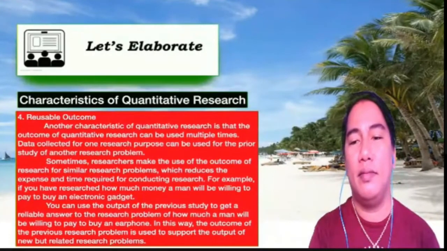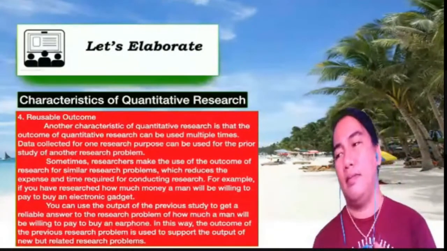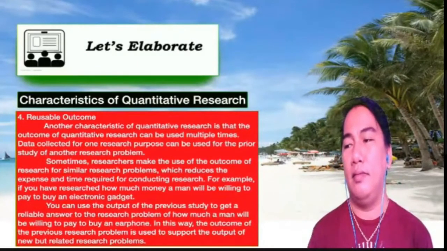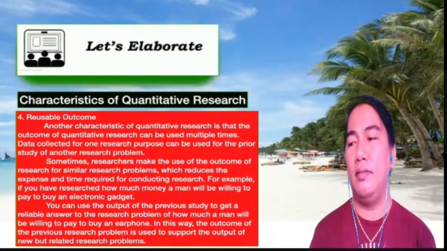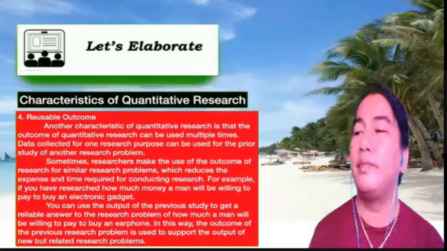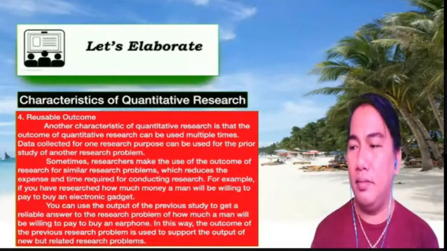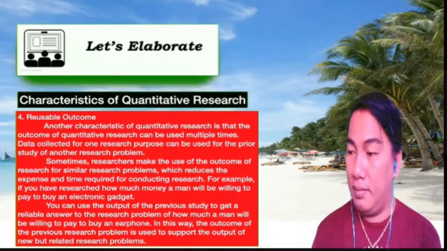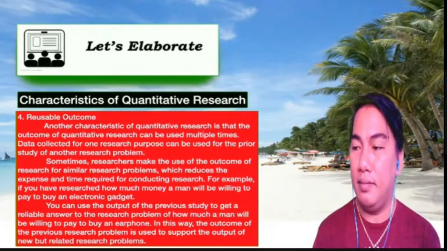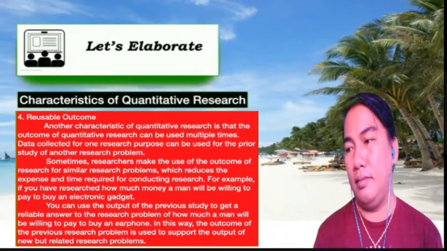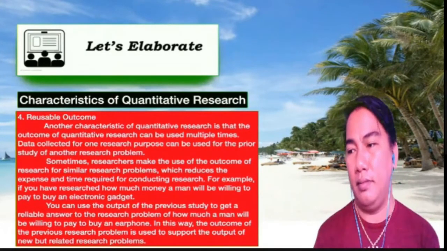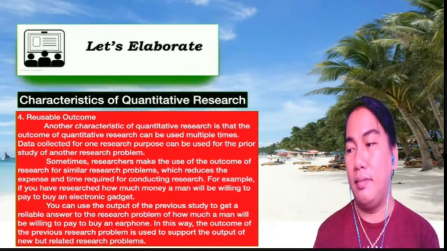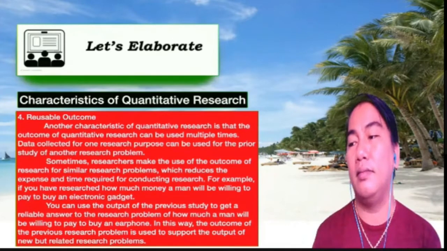Reusable outcome. Another characteristic of quantitative research is that the outcome of quantitative research can be used multiple times. Data collected for one research purpose can be used for the prior study of another research problem. Sometimes researchers make use of the outcome of research for similar research problems, which reduces the expense and time required for conducting research.